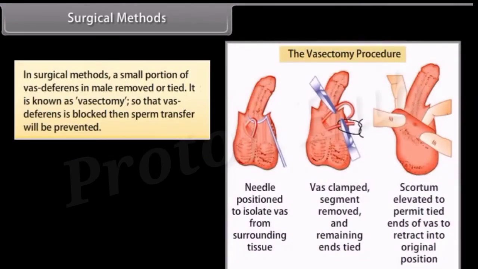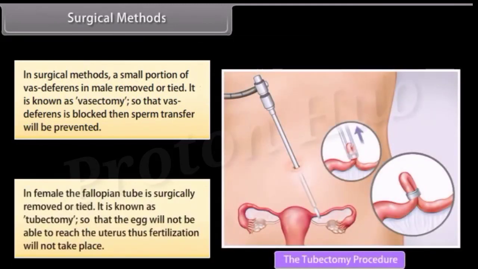Surgical methods. In surgical methods, a small portion of the vas deferens in the male is removed or tied. It is known as vasectomy, so that the vas deferens is blocked and sperm transfer will be prevented. In female, the fallopian tube is surgically removed or tied. It is known as tubectomy, so that the egg will not be able to reach the uterus, thus fertilization will not take place.